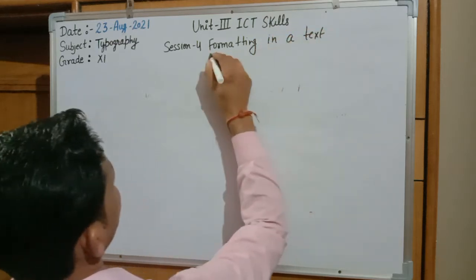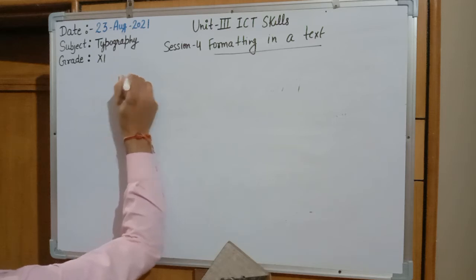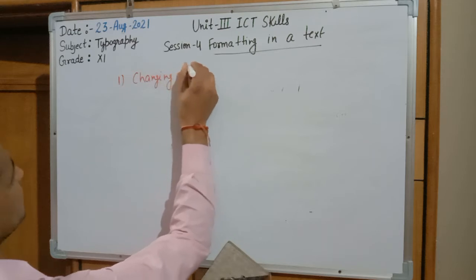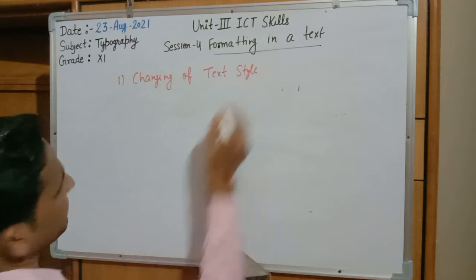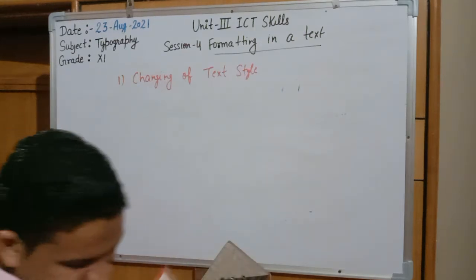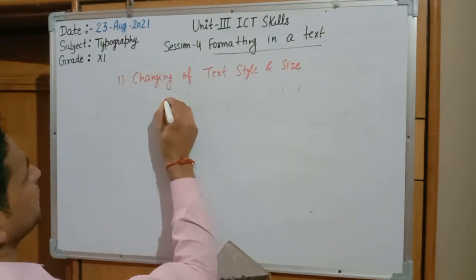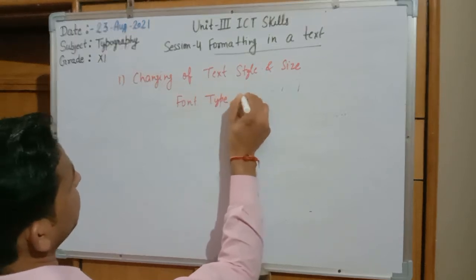Formatting means we want to do editing in a specific document, we want to change a specific document. For that, which type of operation can be performed? First is which type of formatting we can do. The first editing that we can do is to change the text style and size. It means we can make changes in font type and size.